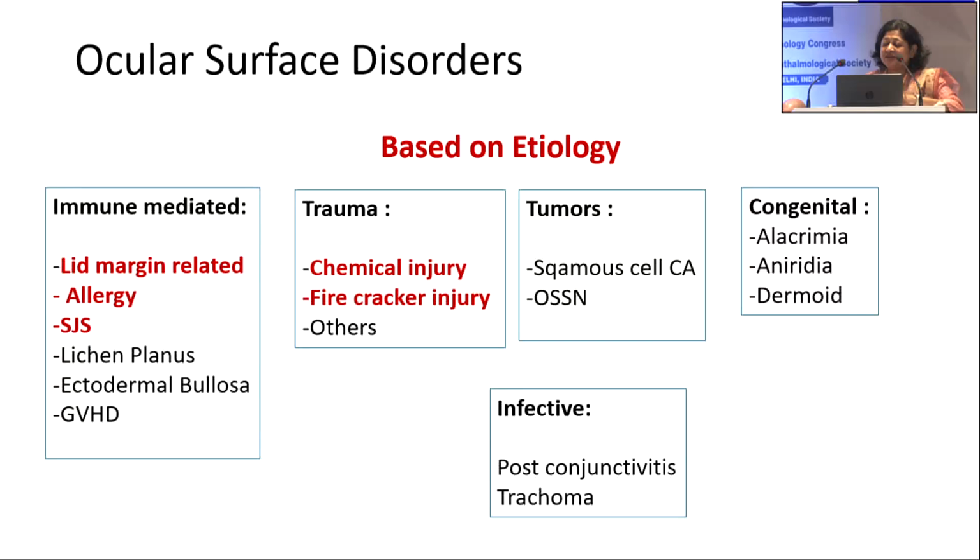Now, the ocular surface disorders for children can be based on the etiology. That is, it could be immune-mediated, that is lid margin, allergies, Stevens-Johnson syndrome are the most common ones that we see. Trauma, chemical or firecracker injury. Tumors, again, are extremely rare, usually found most commonly in XP patients. Congenital, that is alacrimia, aniridia, dermoid, or it could be infective, that is post-conjunctivitis or trachoma. Now I'm going to take you through the most common ones that we encounter in the clinic.